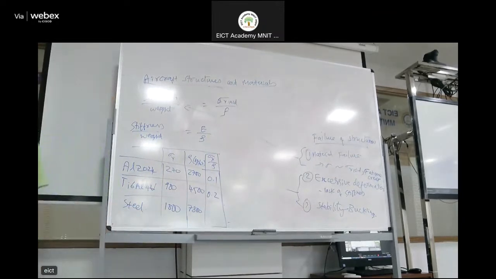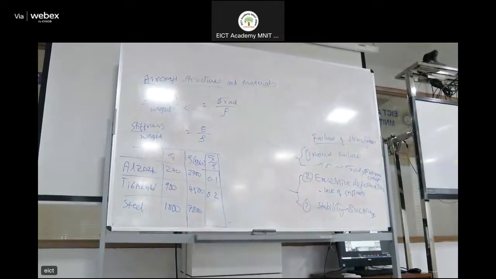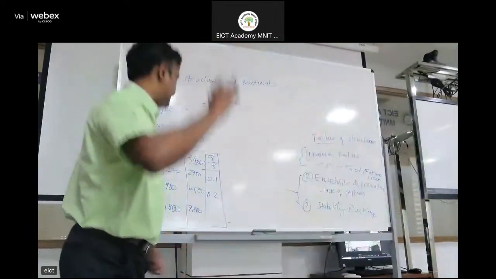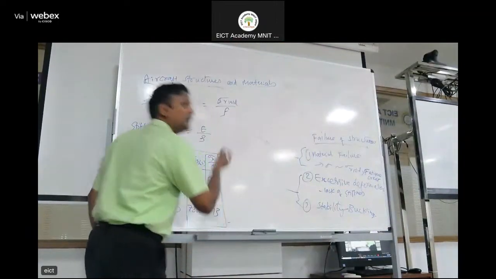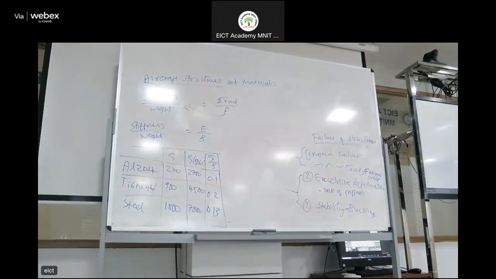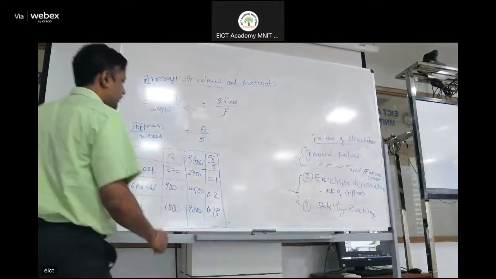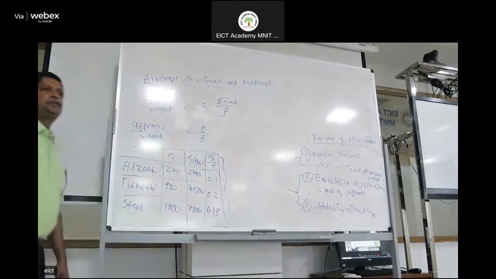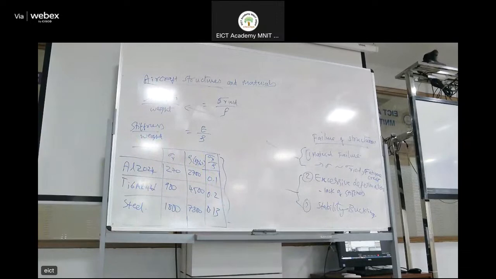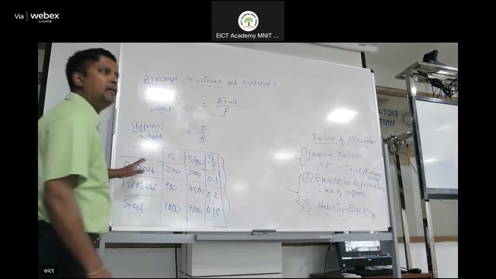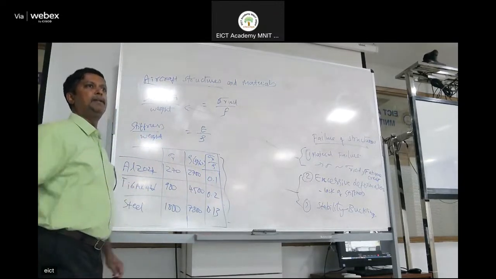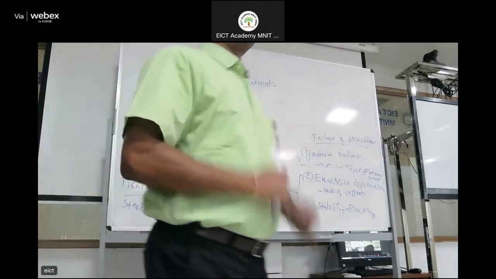Steel? 1 by 7.8, 1 by 8 is roughly 0.125, 1 by 7.8 is 0.13. Let's keep it as 0.1. I'm not going to do the calculation, 1 by 8 is 0.125, approximately 0.1, good enough for government. So which one has the highest strength to weight ratio? Definitely not aluminum. In fact, it looks like every other material is better than aluminum. Then why do I use aluminum?